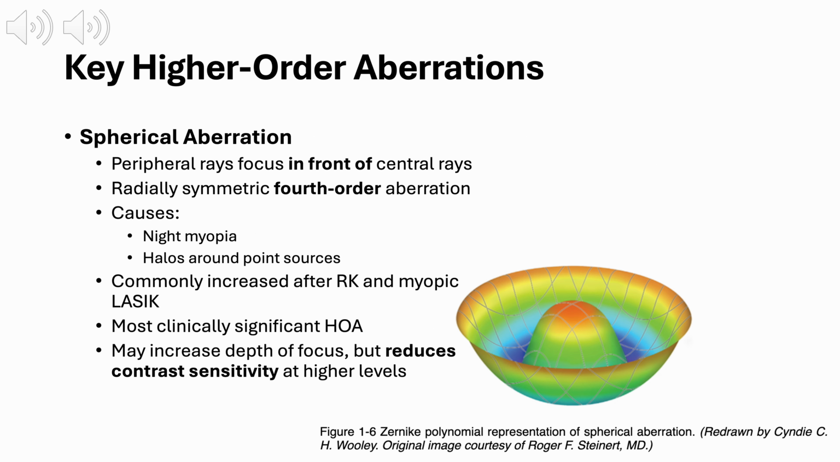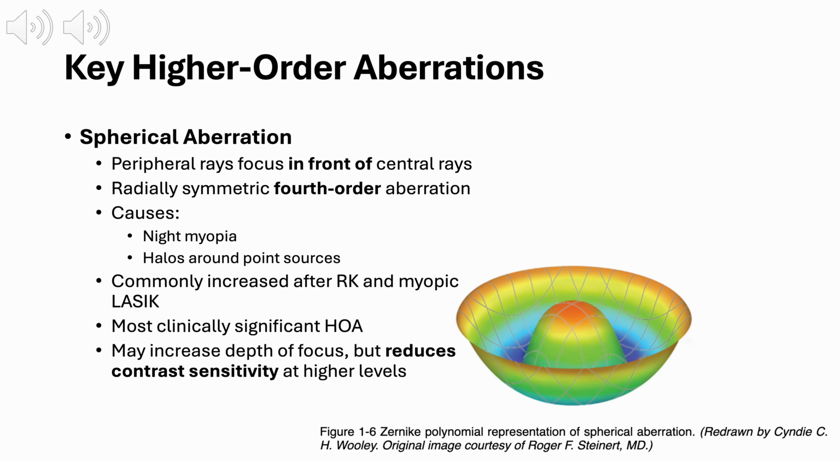Let's talk about the key types of higher-order aberrations, starting with spherical aberration. Think of spherical aberration as what happens when light coming through the edges of the pupil behaves differently than light coming through the center. In spherical aberration, the peripheral rays focus in front of the central rays, instead of all meeting at the same point. Because this pattern is the same all the way around the pupil, it's described as a radially symmetric fourth-order aberration.